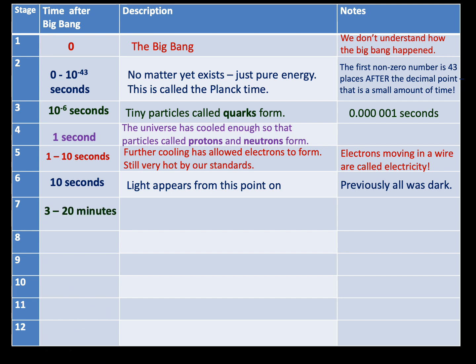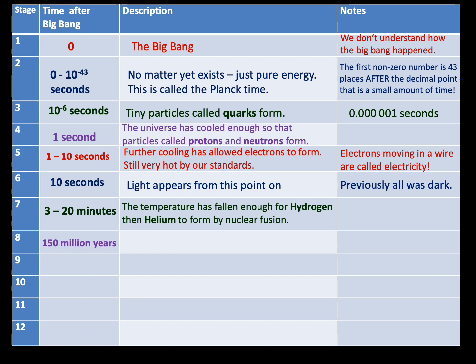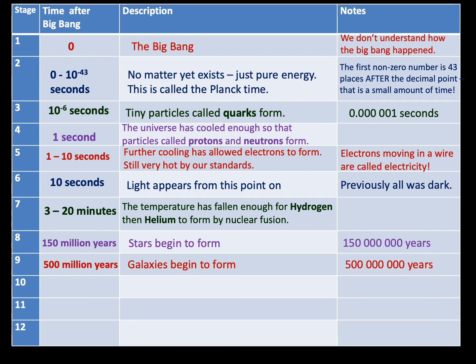3 to 20 minutes. Cooling continues, the temperature keeps falling, and eventually hydrogen becomes made and turns into helium by nuclear fusion. After 150 million years, stars begin to form. So it took a huge amount of time, 150 million years before the first stars begin. After about 500 million years, the stars have clumped into galaxies. They've begun to form.